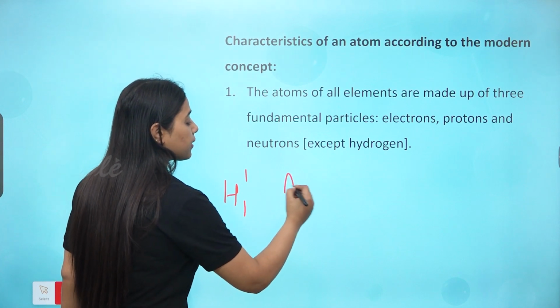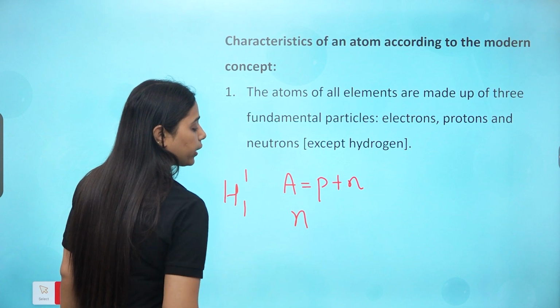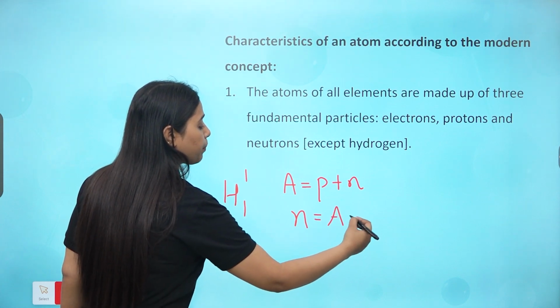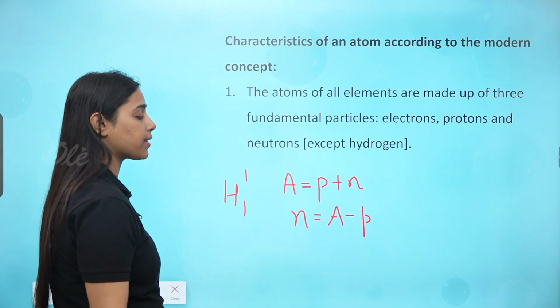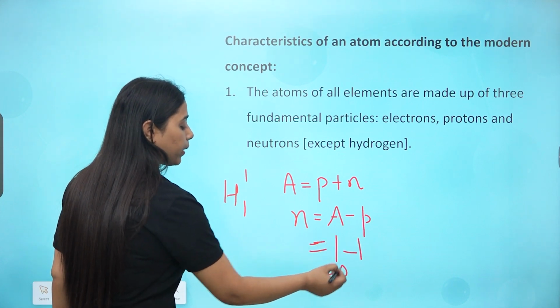So we know mass number is the sum of protons and neutrons. So when you have to calculate the number of neutrons, you will subtract the number of protons from the mass number. Mass number is 1, protons is 1, so it will become 0.